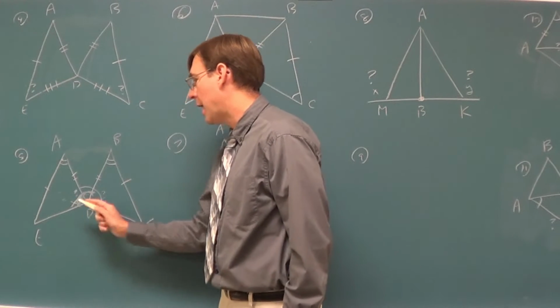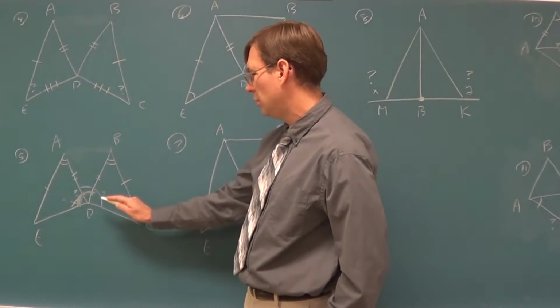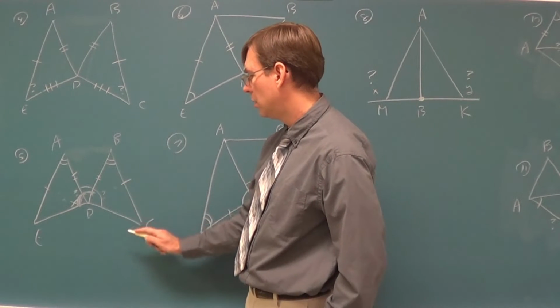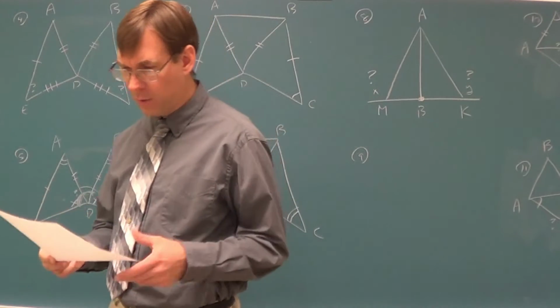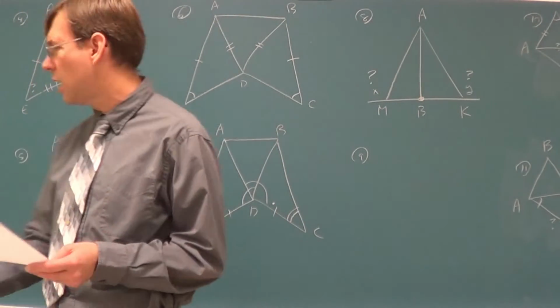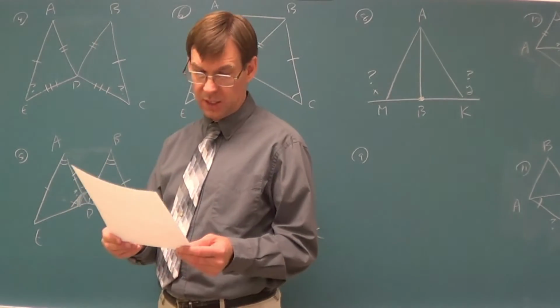ADE. So angle ADE is in the triangle. That would be congruent to who from this triangle? BDC. So for 3, that would be your CPCTC. You'd want to talk about angle ADE and you'd want to talk about angle BDC.